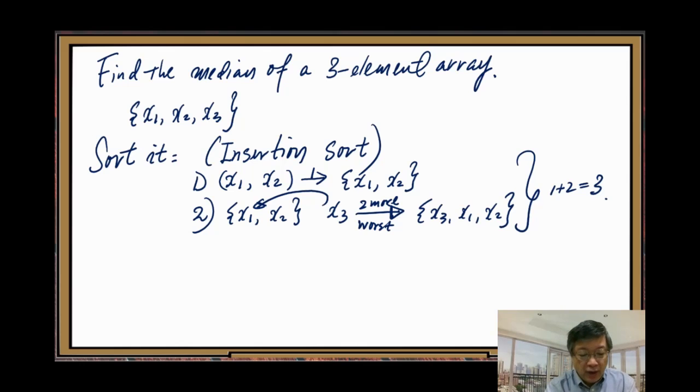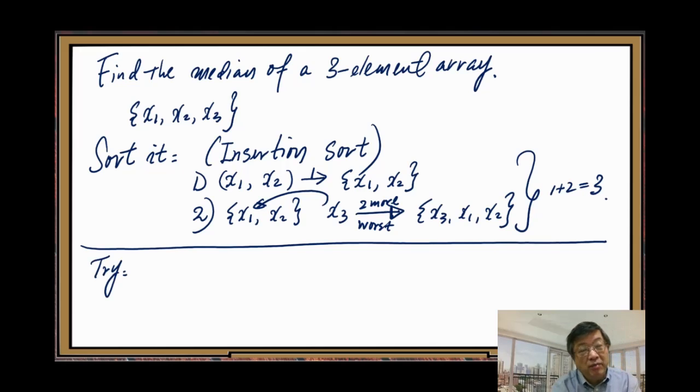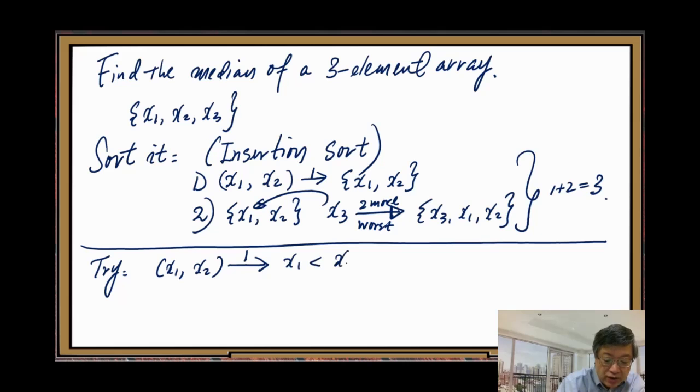But you may like to try if you can use 2 comparisons to find the median. Is it possible? If you try, you cannot make it. So let us try a little bit. First, we compare x1 and x2. We need to do this comparison. After this comparison, without loss of generality, we can assume x1 less than x2.